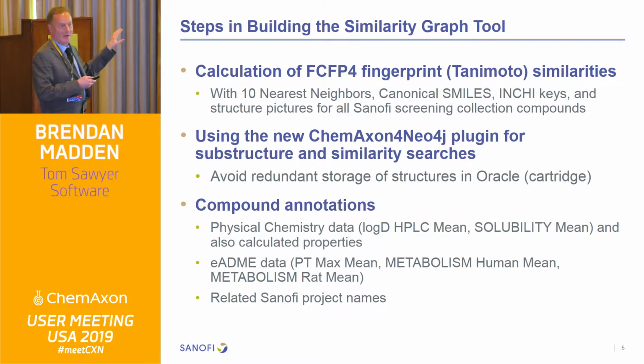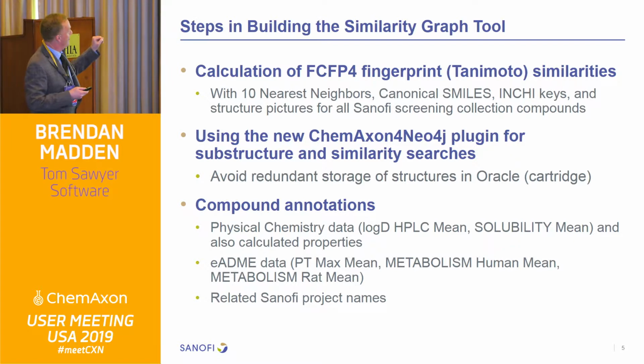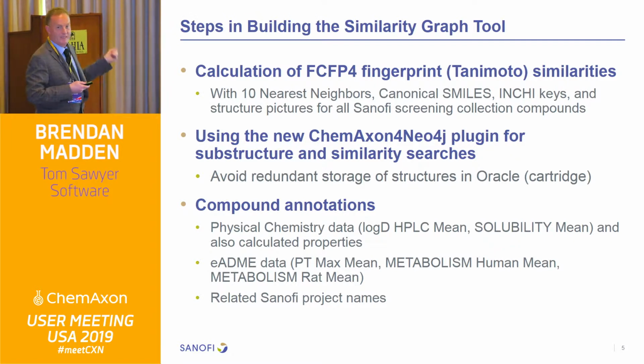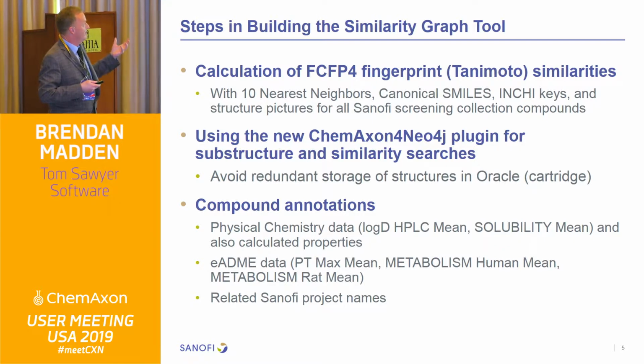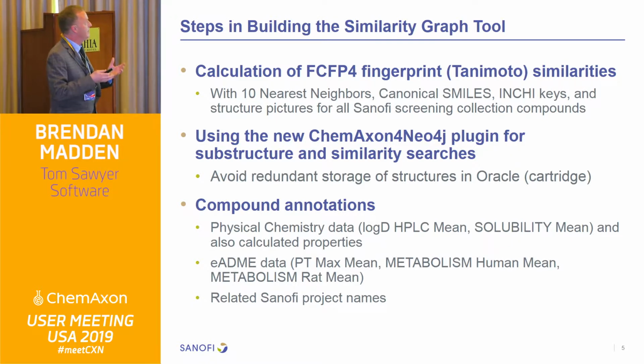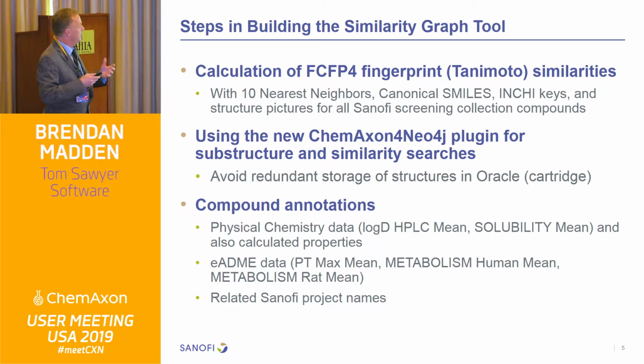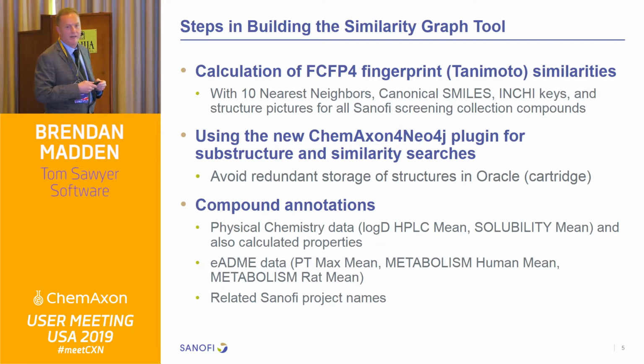This is getting over my pay grade at this point, but in building the Similarity tool, their goals were to calculate these FP4 fingerprint and Tanimoto similarities. So they have for 10 neighbors, this canonical SMILES, InChI keys, and structure pictures for all Sanofi screening collection compounds.